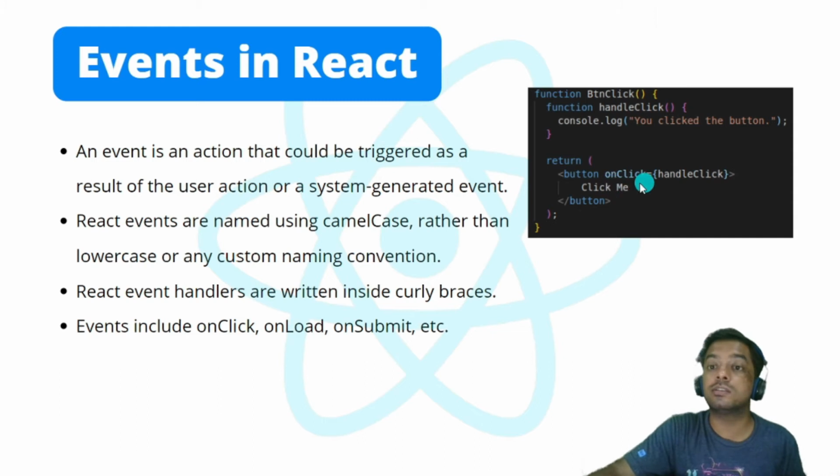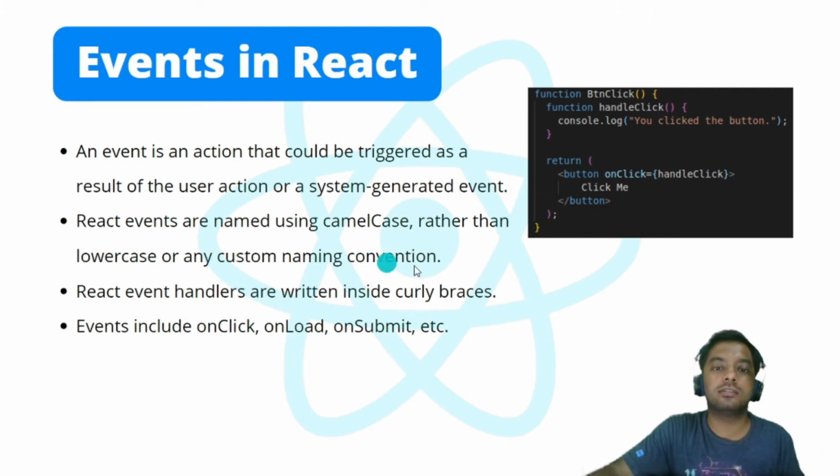So if you see, this is in camel case. This is the event name, onClick. The first letter is a small o and the first letter of each following word is capital. The C of click is capital. This is camel case. We'll have to keep this in mind. We need to use camel case while working with events.